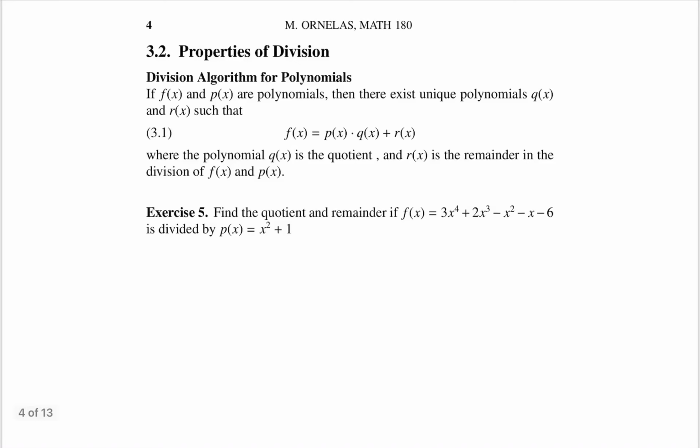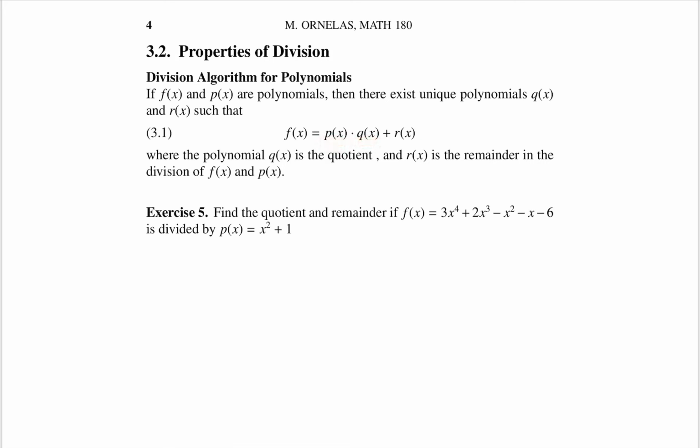Hi class, this section is on properties of division. So the division algorithm for polynomials looks like this. You have f(x) is equal to p(x) times q(x) plus r(x), where f(x) is your polynomial, and you're dividing by p(x), and q(x) turns out to be the quotient, and r(x) is your remainder.